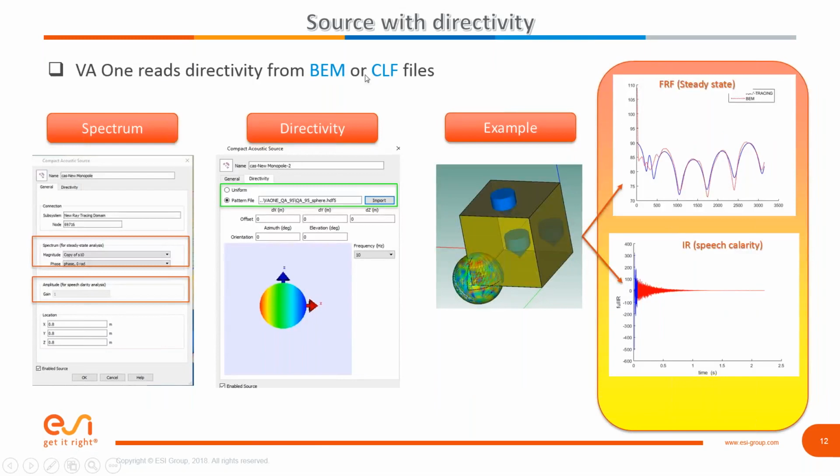So here is showing use of the directivity from the boundary element calculation or the common loudspeaker format file. Again, you've got the magnitude and phase of a pressure spectrum or the relative amplitude for speech clarity. You're positioning with a location. You're showing if it's a monopole or directive, and then offsetting, so you're placing the location and rotating it to the proper orientation. You can pick a frequency, look at its directivity pattern, and again, you can see you're either using it for a steady state mode, getting a frequency response function comparable to boundary element, or speech clarity, speech intelligibility, those types of metrics.